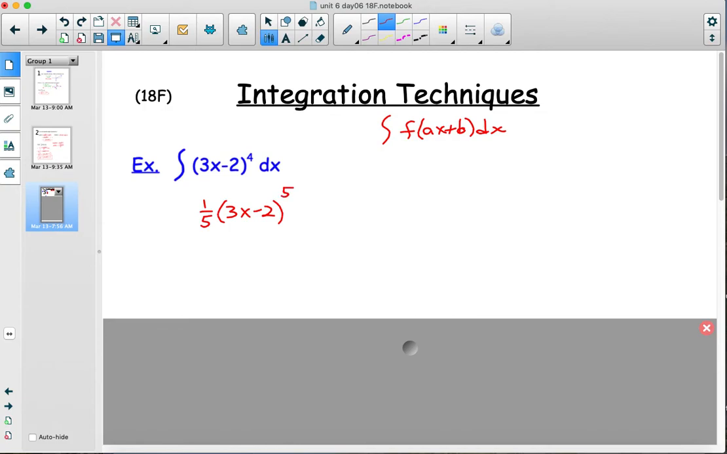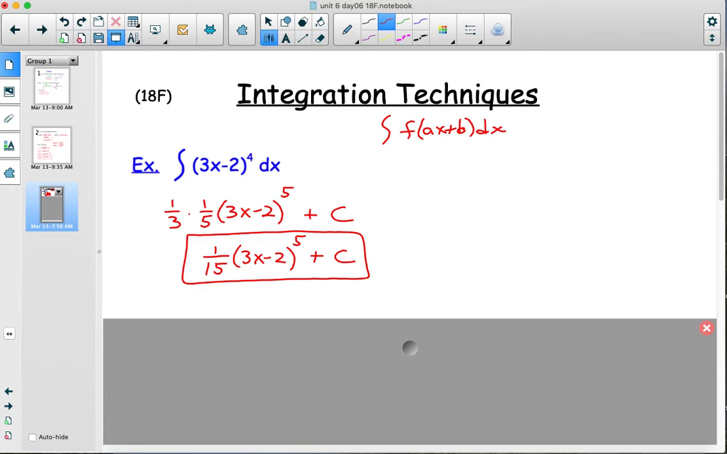Now let's differentiate and see how close we are. When you take the derivative of this, 5 times 1/5, that cancels. And then you have 3x minus 2 to the fourth power. But then the chain rule, times the derivative of the inside, which is a 3. And we need to offset that 3 because we don't have a 3 in our integrand. So I'm going to need to multiply my answer by 1/3 to account for that chain rule. And then as always, don't forget plus any constant. So the final answer here is going to be 1/15 times 3x minus 2 to the fifth power plus c.